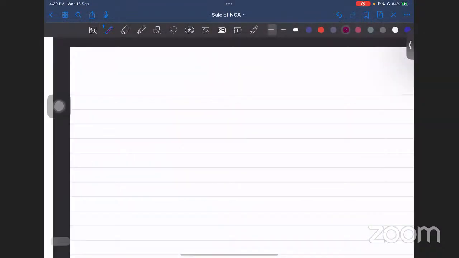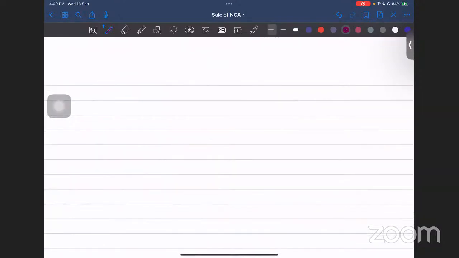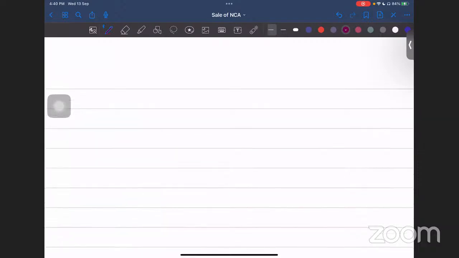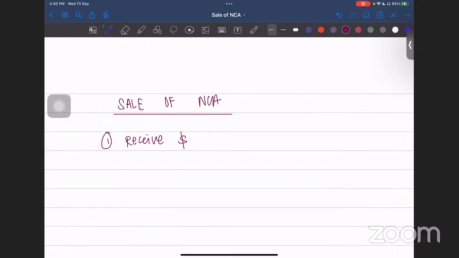So the sale of NCA is actually pretty straightforward. Whenever you are selling something, what would you receive? You'll receive money, right? So for sale of NCA, there are 4 steps. The first step is you will receive money. So you receive money, what should you do? Debit cash at bank, because you receive money, right?